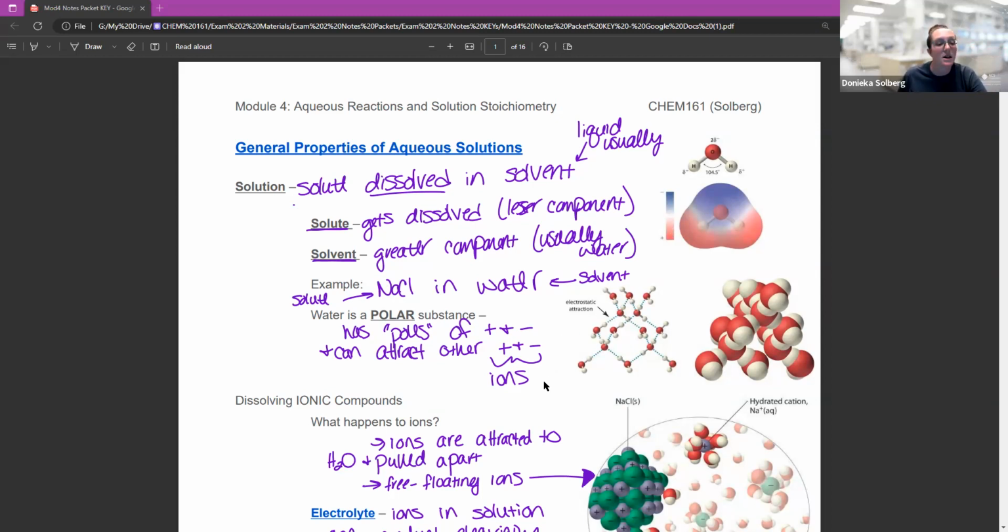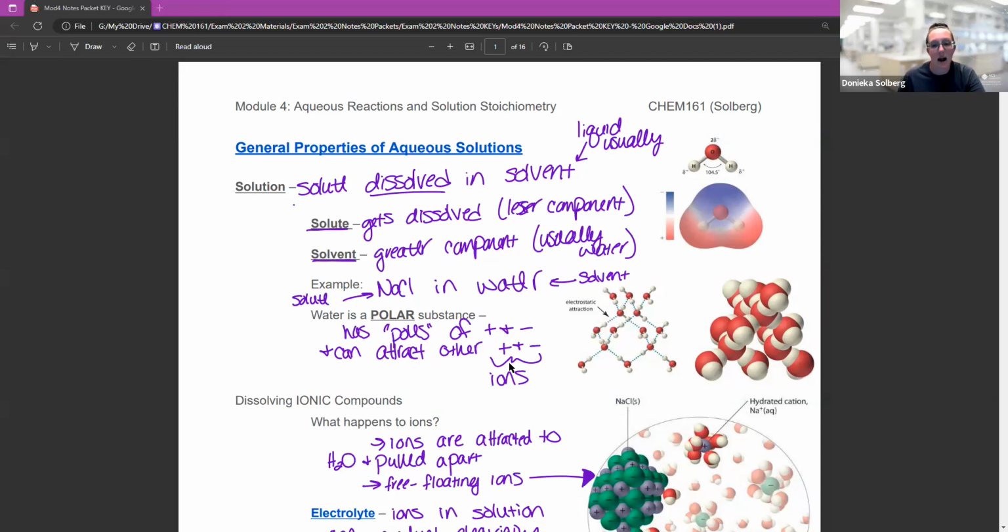Not only can water attract to the ions, it also attracts to itself: the negative side of one, the red side, will attract to the positive side, or the white side, of another. Like I said, we'll talk more about this later, but this is an electrostatic attraction, which just means a positive attracting a negative, kind of like a magnet, a north and a south pole attracting each other.